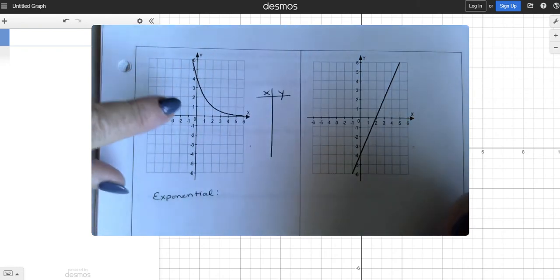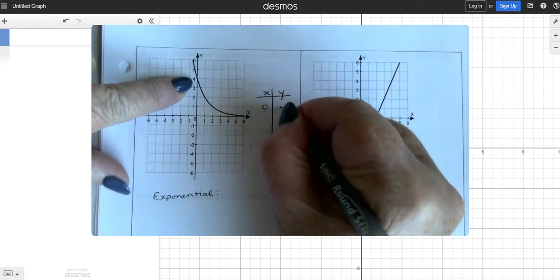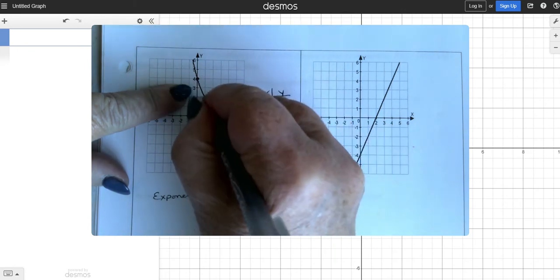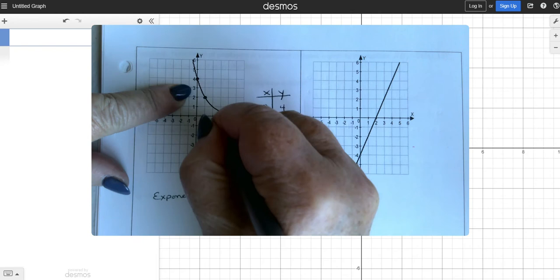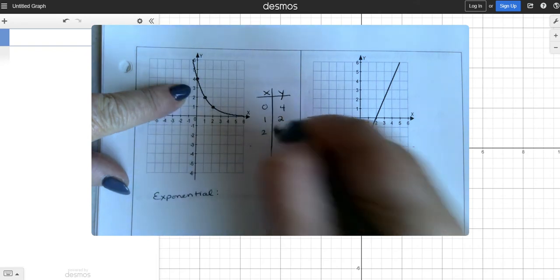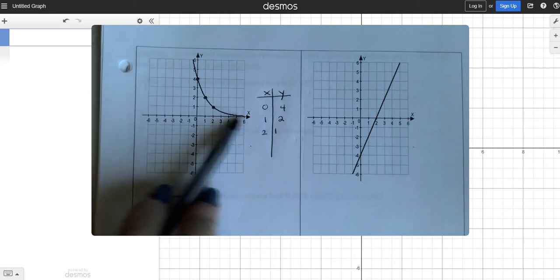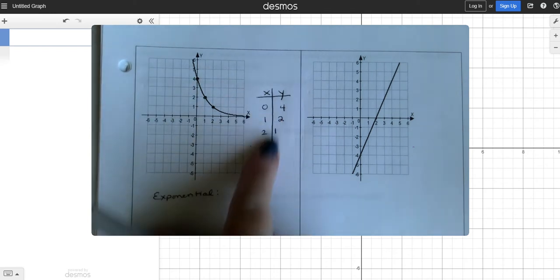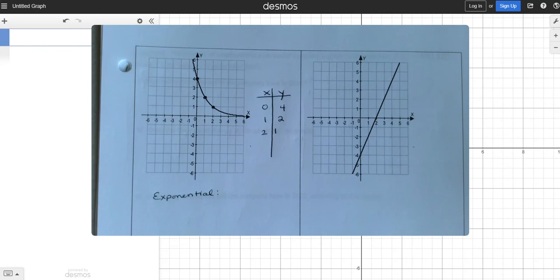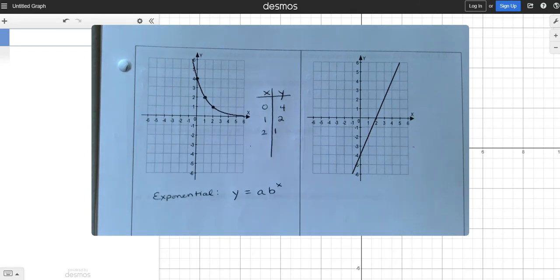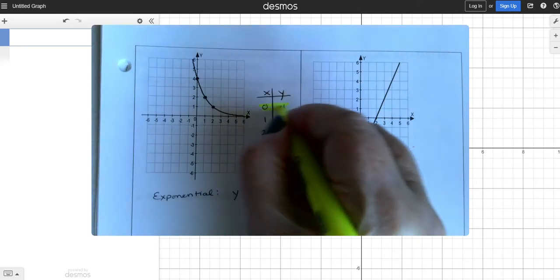So let's see. It looks like x equals 0, y is 4. 1, 2. 2, 1. And after that, I would have to start guessing at fractions, and I don't really want to do that. But this should be enough, given that I can already see the exponential curve. This should be enough for me to identify my A and my B. So I know it's going to be y equals AB to the x. And I have the A value right here, the y-intercept.